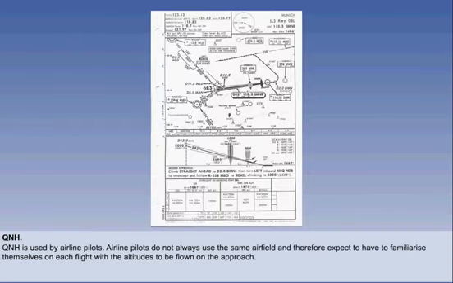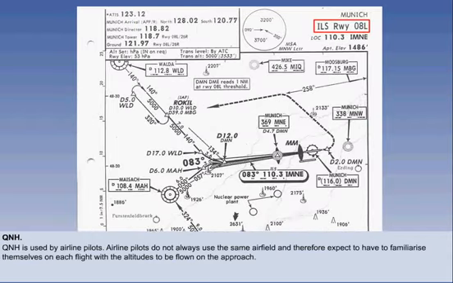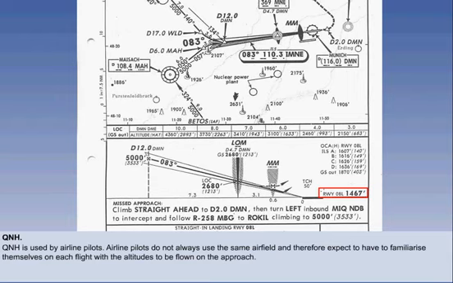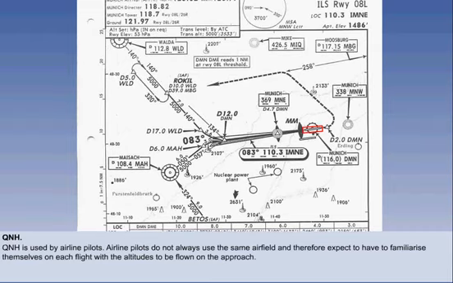This is a typical approach chart. This one is for the ILS to runway 08 left at Munich. Note that the touchdown elevation of 08 left is 1,467 feet. This is a plan view of the approach. Here is the runway.